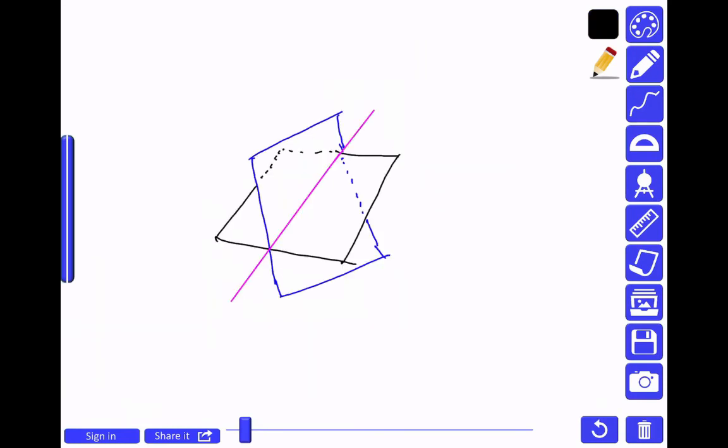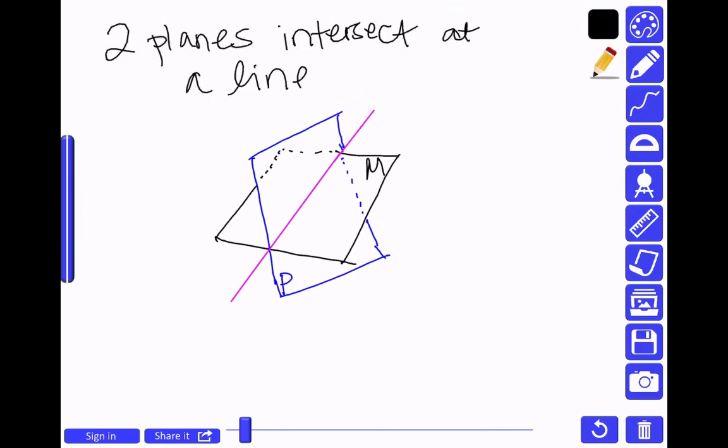Here we have the intersection of two planes. I'm going to call this plane M, and I will call this one plane P. So plane P and plane M, they intersect on that pink line. Two planes intersect at a line, and that is the pink line, and we could put some points here, and we could call this line AB. There's also obviously points here on the line. Every point on that line is on both planes because the planes intersect in a line.